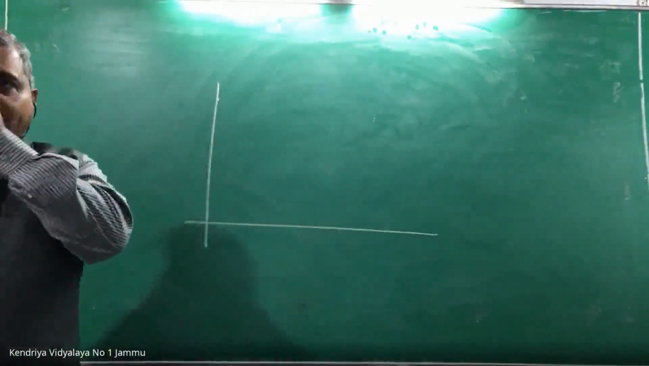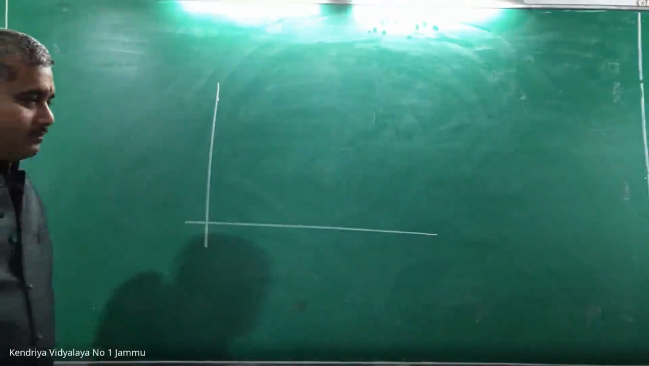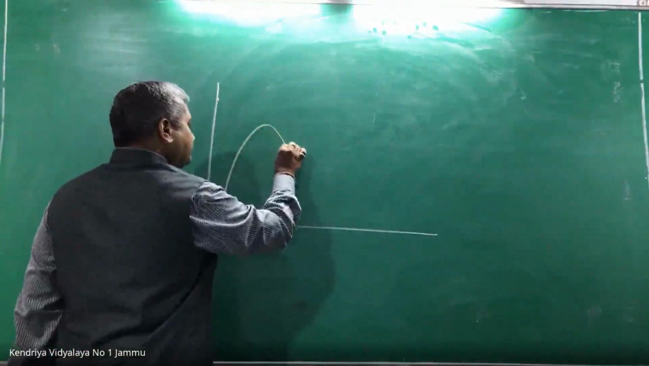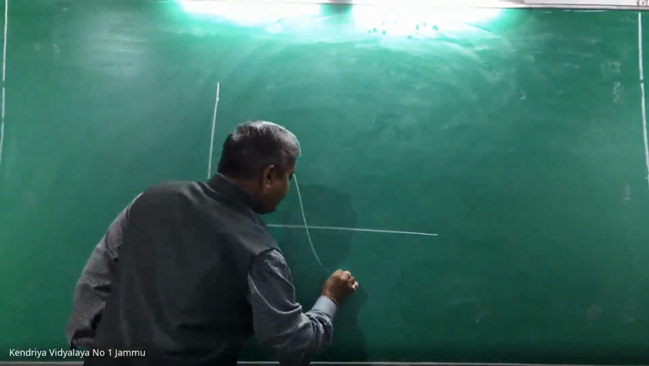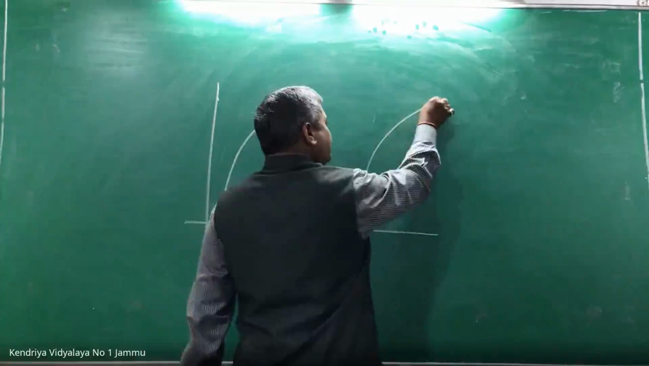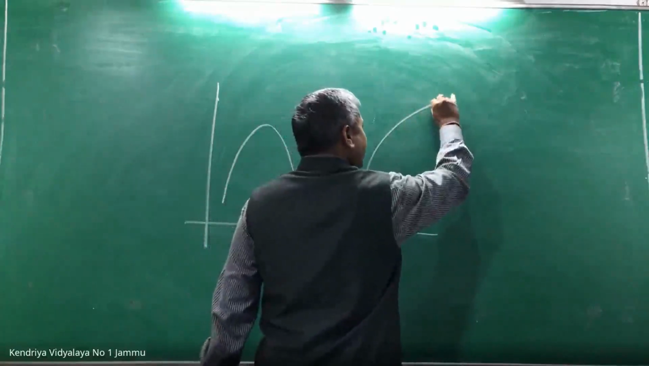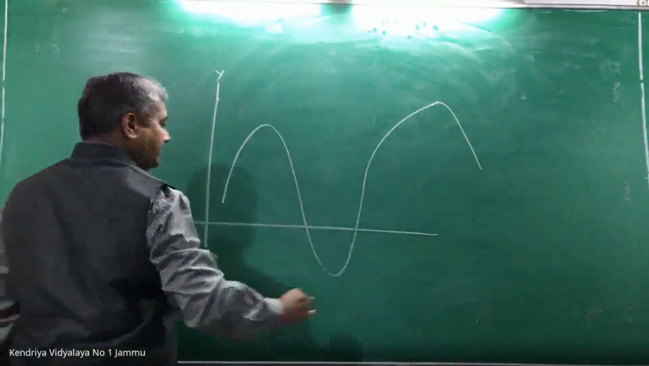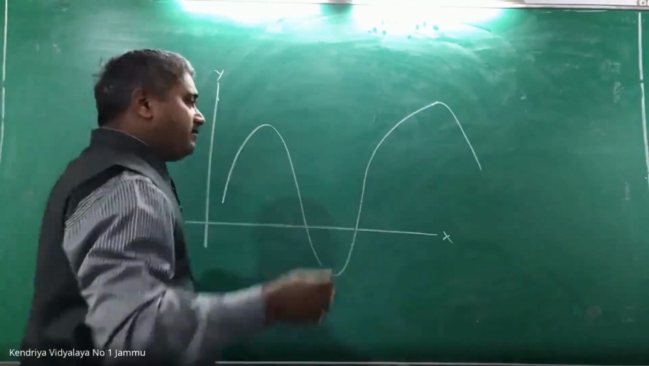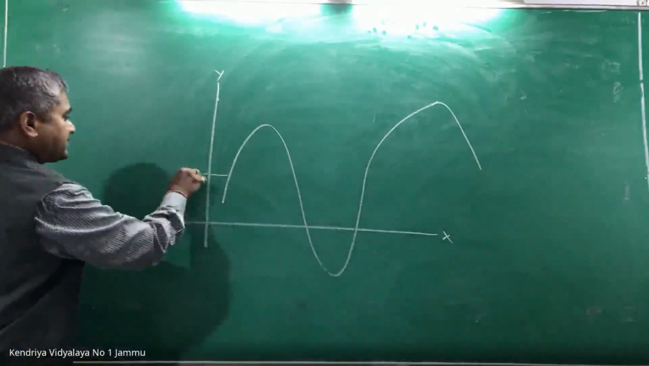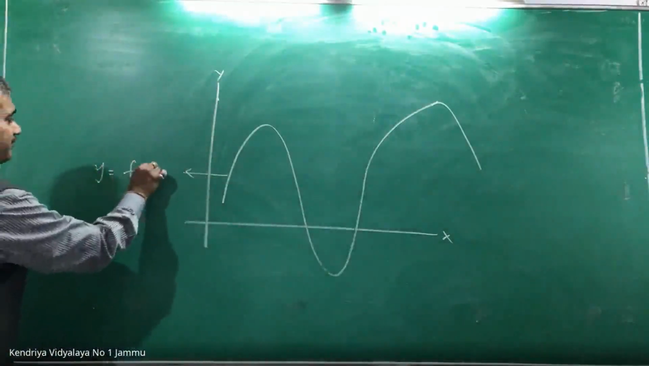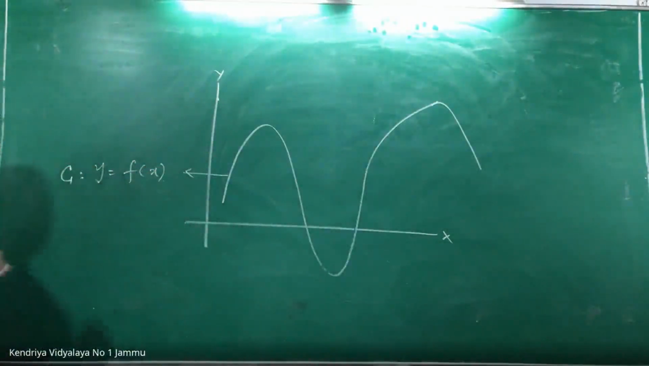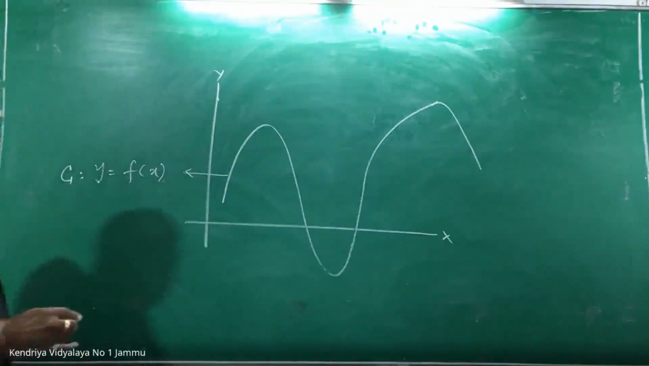Now, look at the blackboard. Before I give the next point, please look at the blackboard. Assume that this is a kind of curve I have got. This curve is known as y is equal to f of x, and it is also represented by capital C.